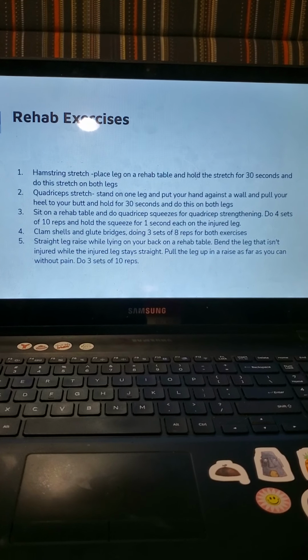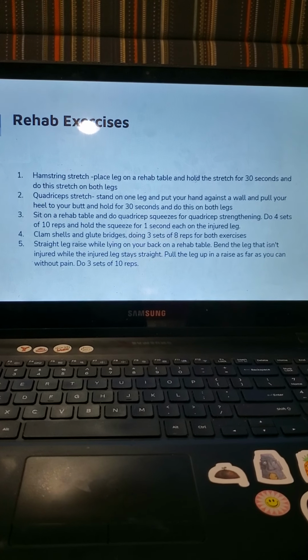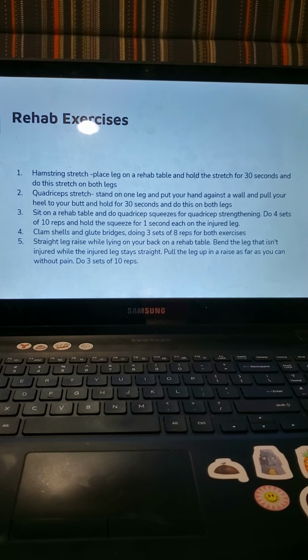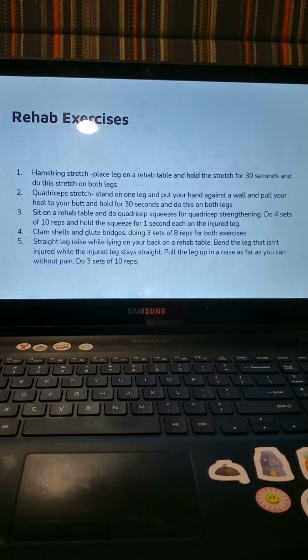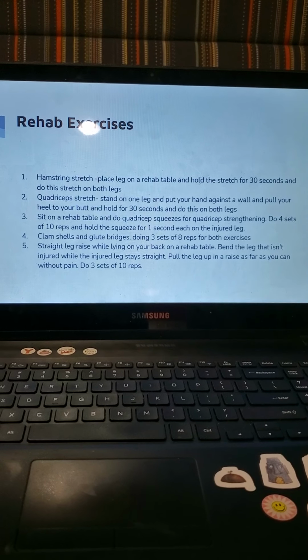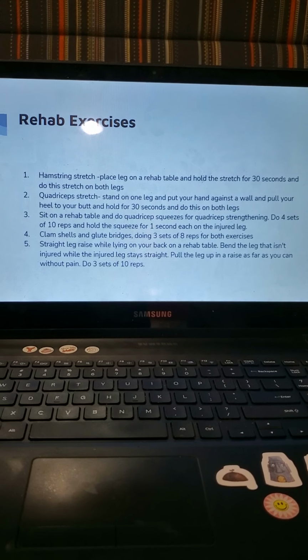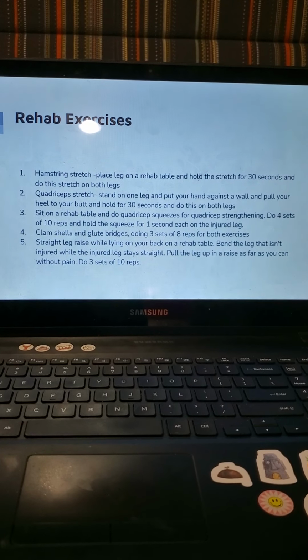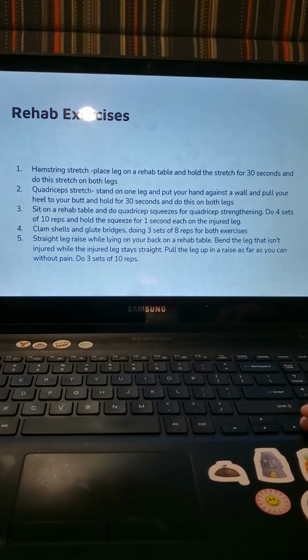Another strengthening exercise is going to be straight leg raise, when you have the patient lay on their back, and you're going to have them bend the knee that isn't injured and then keep the injured leg straight. And then you're going to raise the leg as far as you can without pain, and then do 3 sets of 10.